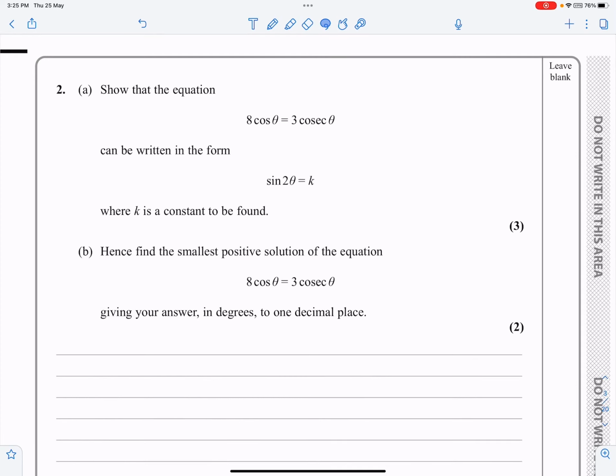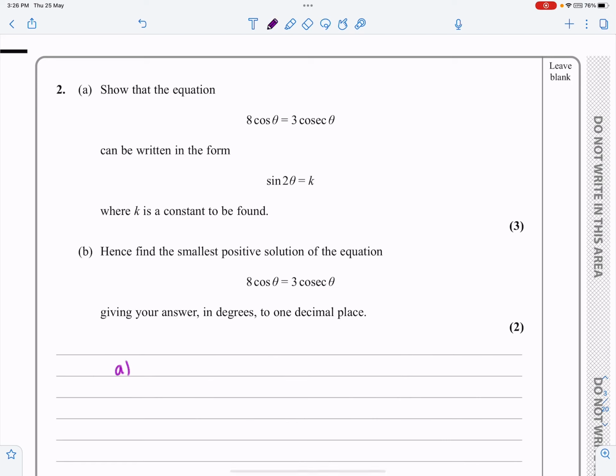Okay, this is question 2 from the P3 paper, January 2022. Let's have a look at it. We can see that it's a trigonometry question. It's actually going to be the double angle formulae. I can see that from the fact that I've got sine 2 theta in there. Let's not get ahead of ourselves. Let's actually just get started with the question.